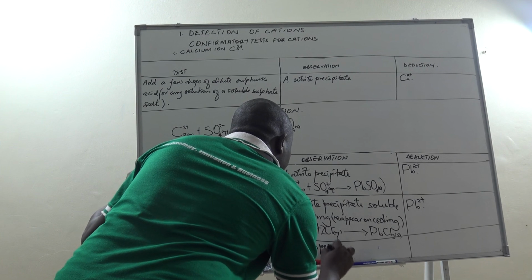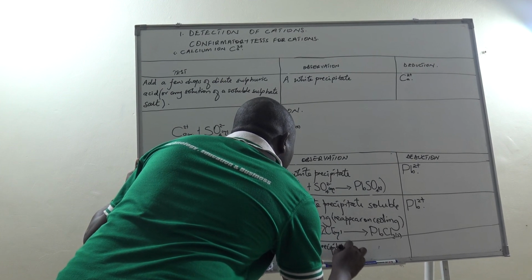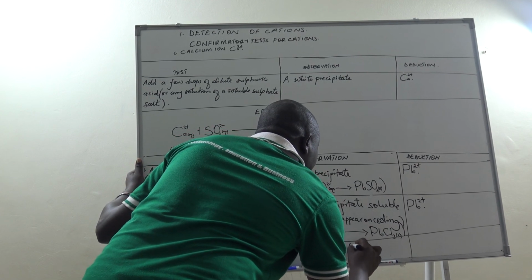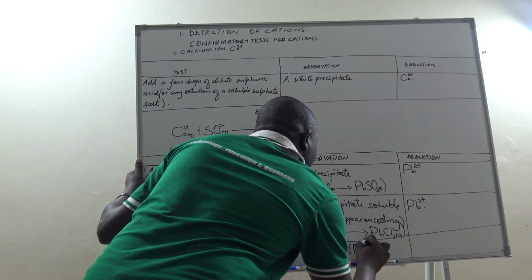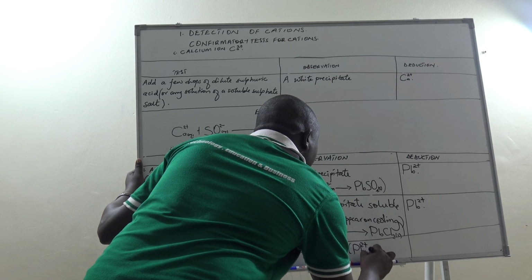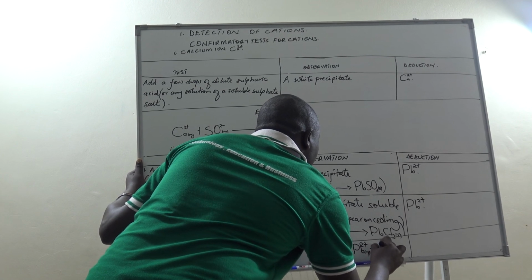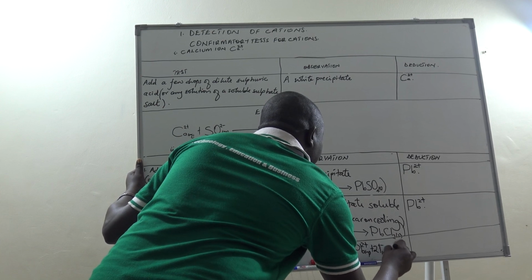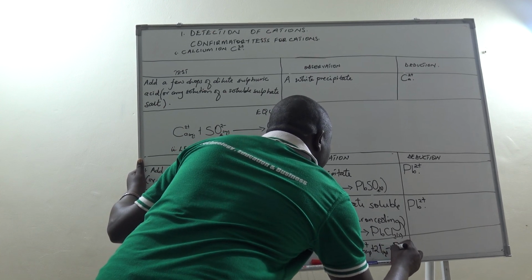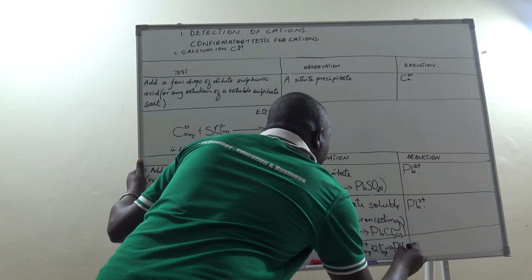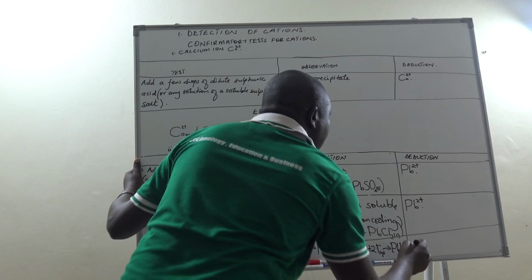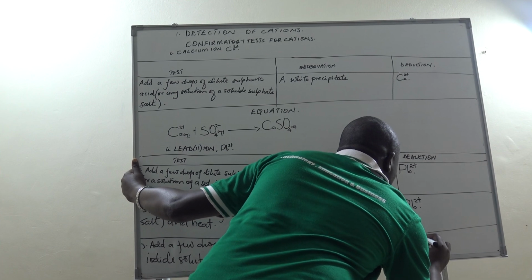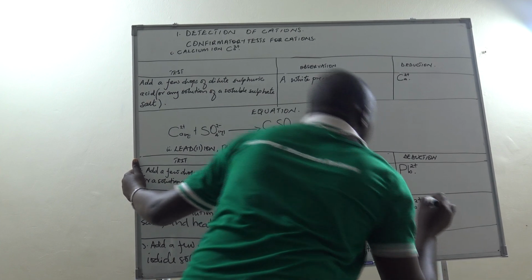A yellow precipitate. And then our reaction equation is the lead 2 ion, which combines with the two iodide ions of the potassium iodide, and we get a yellow precipitate of lead 2 iodide. And this means that we have lead 2 ion and it has been confirmed.